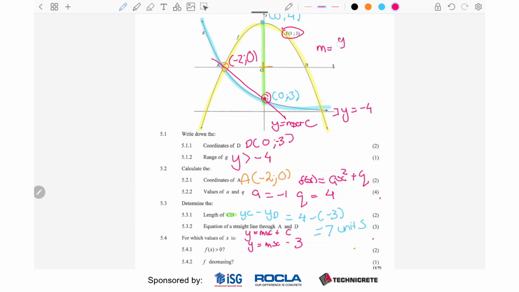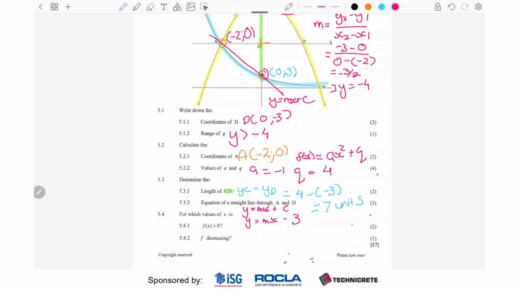So we know how to calculate the gradient. m is equal to y2 minus y1 over x2 minus x1. Therefore, y2, I'll let that be D, will be minus 3 minus 0, over x2, which will be D, so it will be 0 minus 2, which should equal minus 3 over 2. Therefore, the equation of the line passing through A and D is y equals negative 3 over 2 x minus 3. That's that.